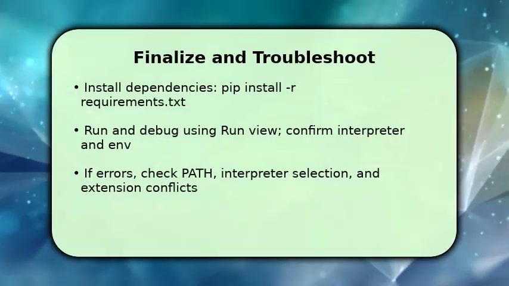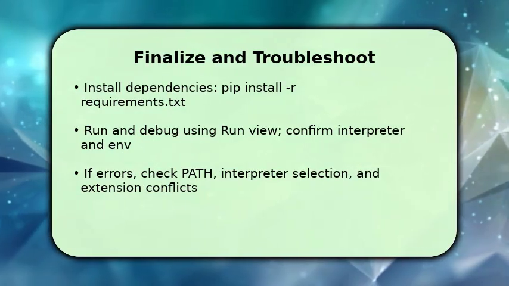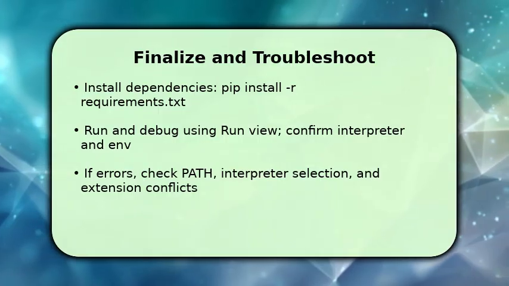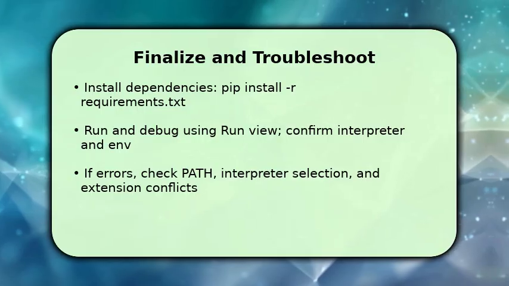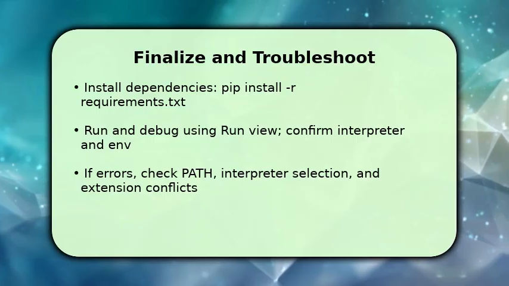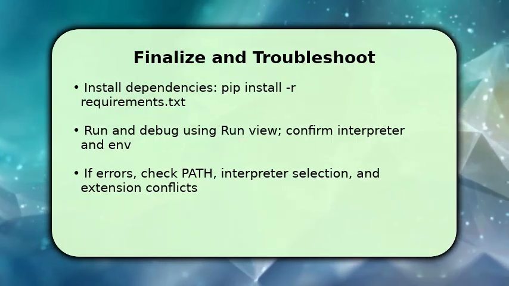Finish by installing dependencies with pip install -r requirements.txt inside the activated .venv and run the app from VS Code using the run view or debugger. Make sure the selected interpreter in the status bar points to your .venv, otherwise tooling will run the wrong Python.